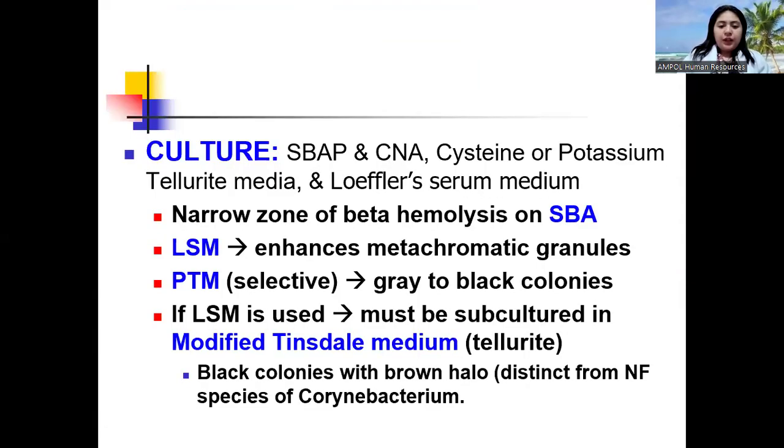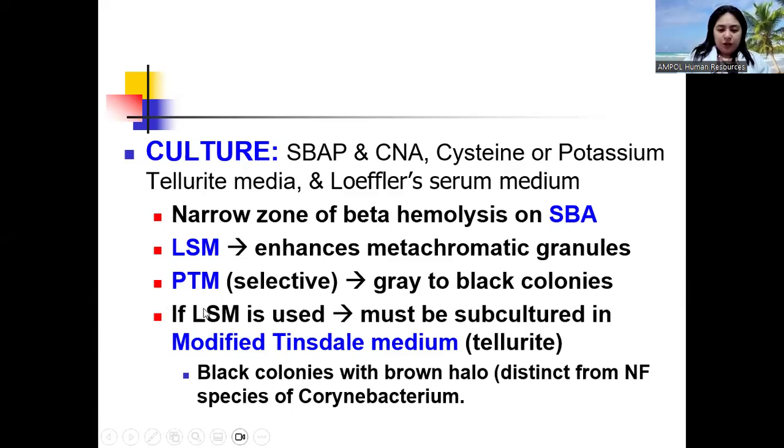So culture media for your Corynebacterium, we can use the SBAP, the sheep's blood agar, the CNA, colistin nalidixic acid agar, cysteine or potassium tellurite, or the Loeffler's serum media. This produces a narrow beta hemolytic pattern on sheep's blood agar. Loeffler's serum medium enhances the production of your metachromatic granules. The PTM or the potassium tellurite media is a selective media used to isolate your Corynebacterium diphtheriae. This produces gray to black colonies.